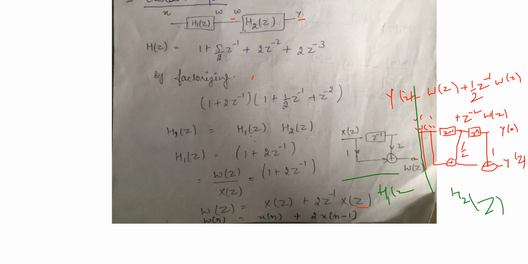In cascade form you have to combine the structure of h1 of z and h2 of z. Means the output of h1 of z will be the input of h2 of z. So this is combined with this. Clear, it is w of z, it is z inverse, it is also z inverse.